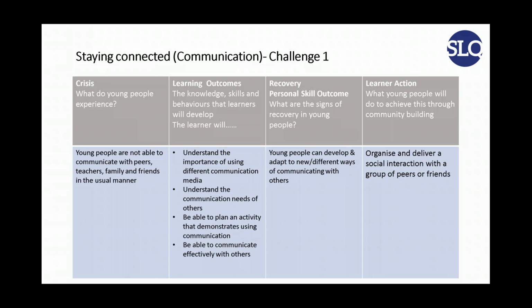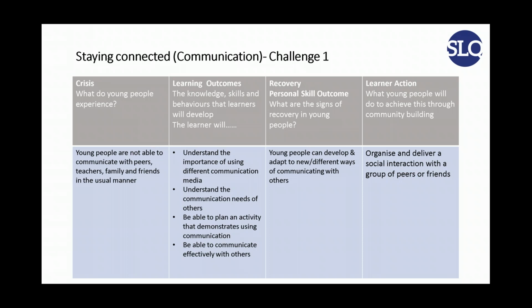First of all, if we look at the first column, we've got crisis. So what is it that the young people experience? In terms of staying connected, one of the big things for young people is that they're not able to communicate with their peers, teachers, family and friends in the usual manner. Where they might have been able to pop round to their friend's house and see them and have some time with them, they can't do that now.